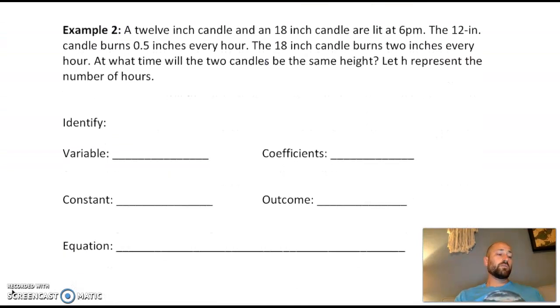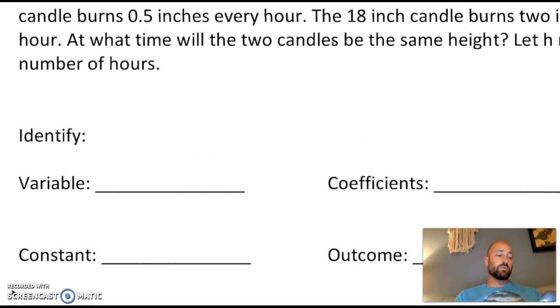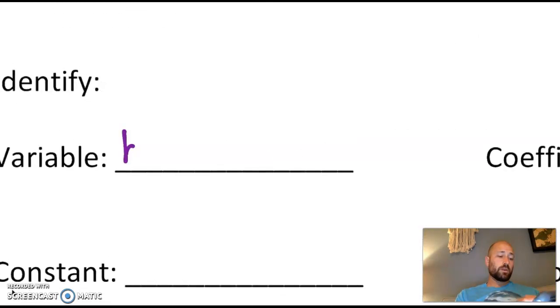A 12-inch candle and an 18-inch candle are lit at 6 p.m. The 12-inch candle burns at 0.5 inches per hour. The 18-inch candle burns at 2 inches every hour. What time will they be the same height? Let H represent the number of hours. So H is equal to hours.